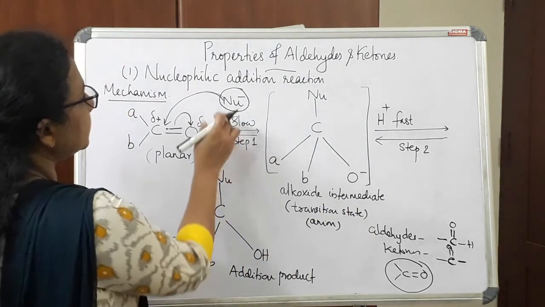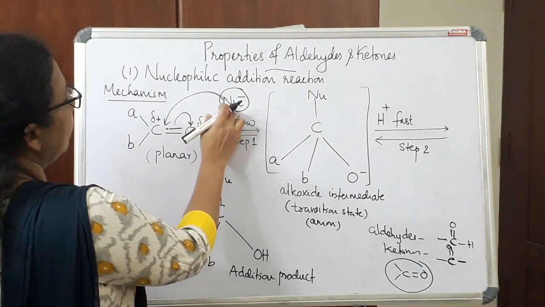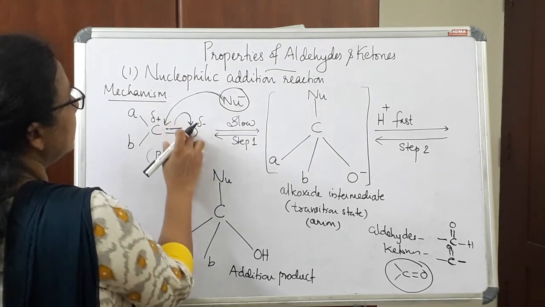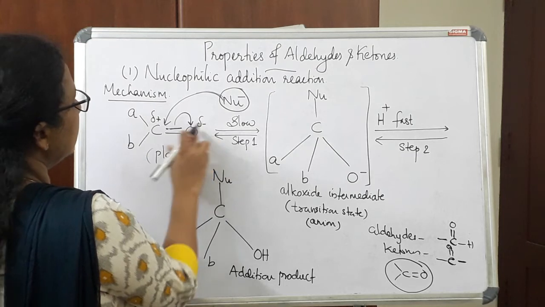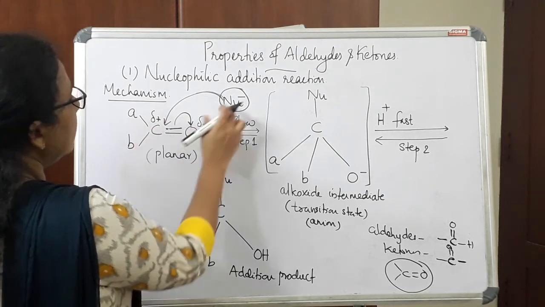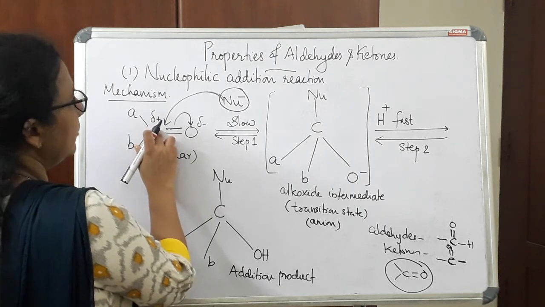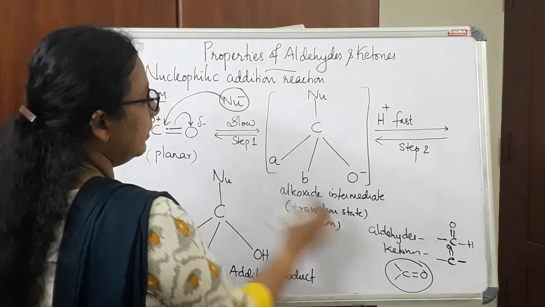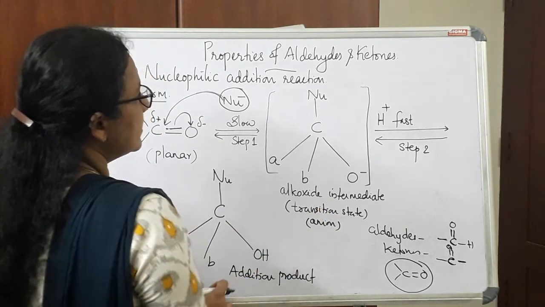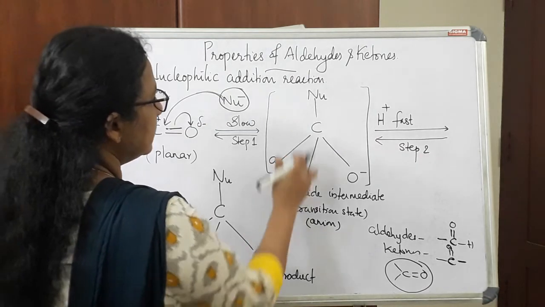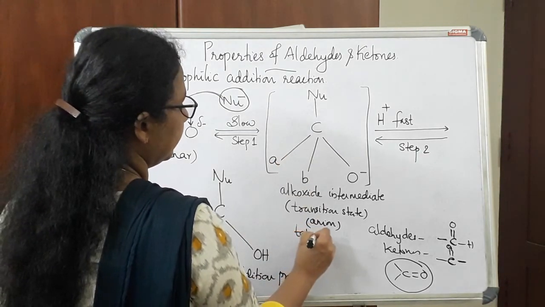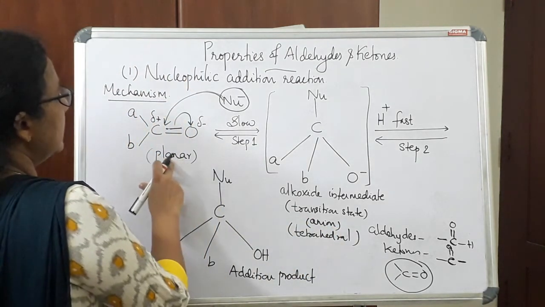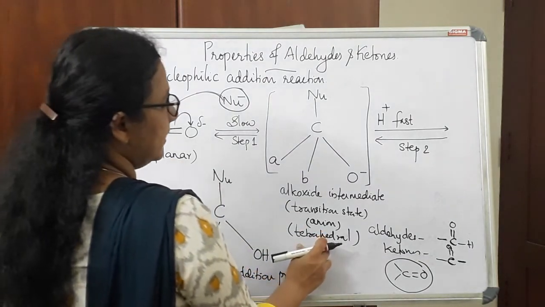So in step 1, under the influence of nucleophile, this carbonyl group will undergo an electromeric effect, and these electrons are shifted towards oxygen atom, and oxygen gets a negative charge and carbon gets a positive charge, and the nucleophile will attack this positively charged carbon, and we will get an alkoxide intermediate. This is an anion, and this is also called a transition state, and we will see the shape. The shape is tetrahedral. So the first one is planar in shape. This is tetrahedral in shape.